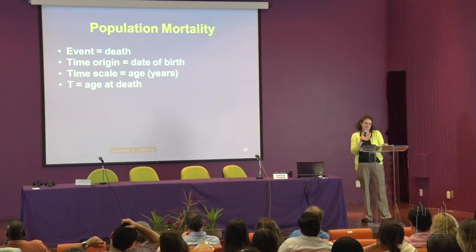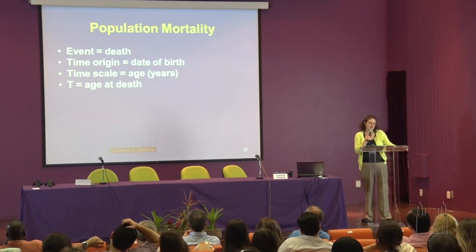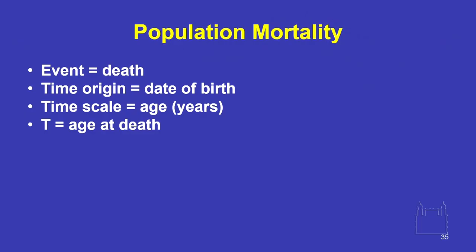Population mortality. We see this, all of our different countries create these types of data. Event is death, time origin is date of birth, time scale is age in years, and you're trying to look at age of death. So when you try to see when people are dying, and usually they break it out by men and by women, stuff like that.